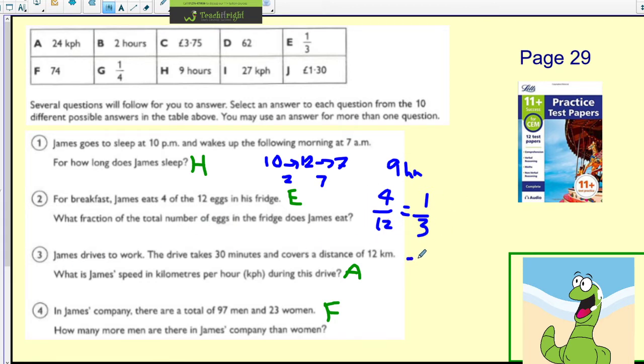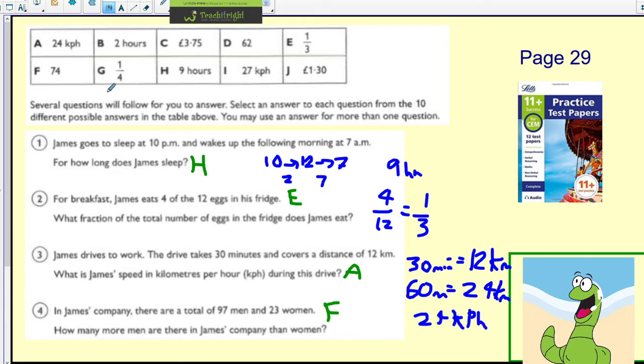James drives to work. It takes 30 minutes. So in 30 minutes, he covers 12 kilometers. And he wants to know his speed per hour. Well, an hour is 60 minutes. So if I can work out how far he would have gone in 60 minutes, that will be the same thing as his speed per hour. And obviously, going from 30 to 60 is double, so 12 to 24. So what this is telling you is in 60 minutes, he would have covered 24 kilometers, and that means he's going 24 kilometers per hour. So there's the answer.